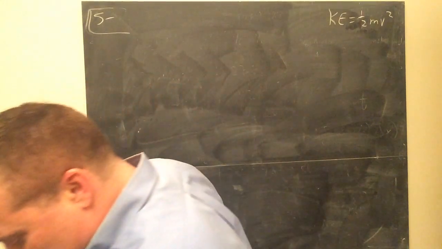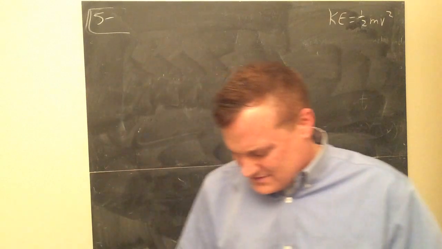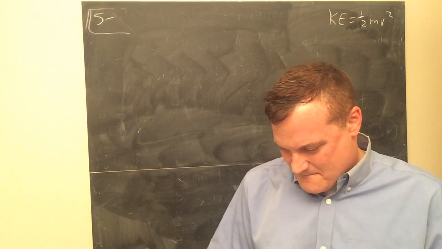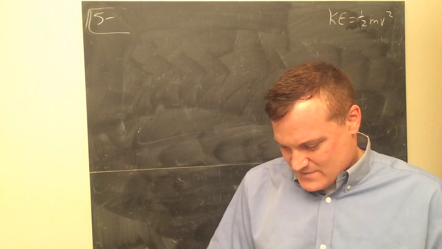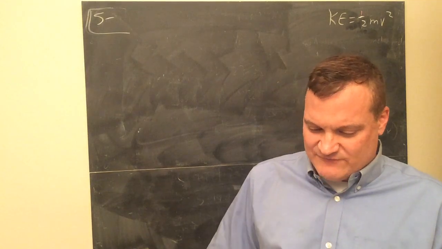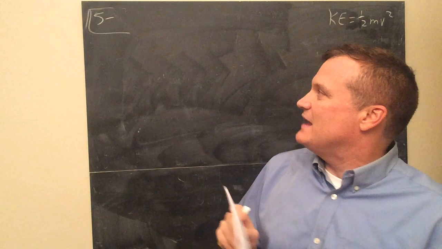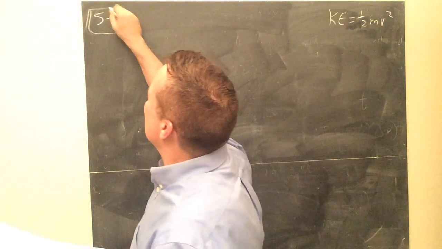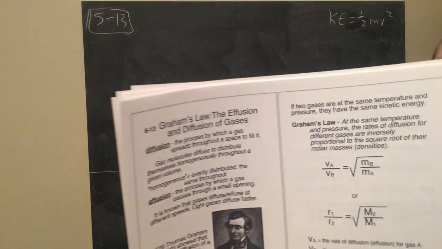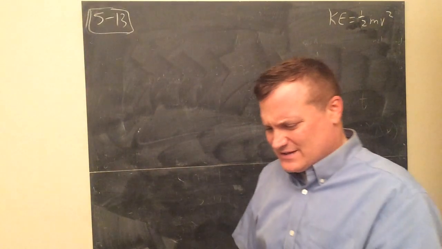Well, now we get to, I believe, Thomas Graham's law of effusion and diffusion of gases. What do we mean by the words diffusion and effusion? Now, in your notes, I know the old ones say 613. Mine says 613, but it's 513. How do we jump to 6?